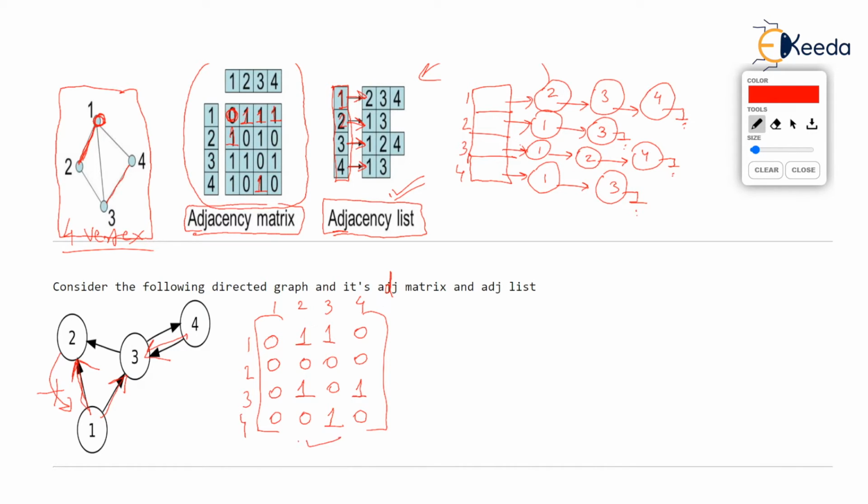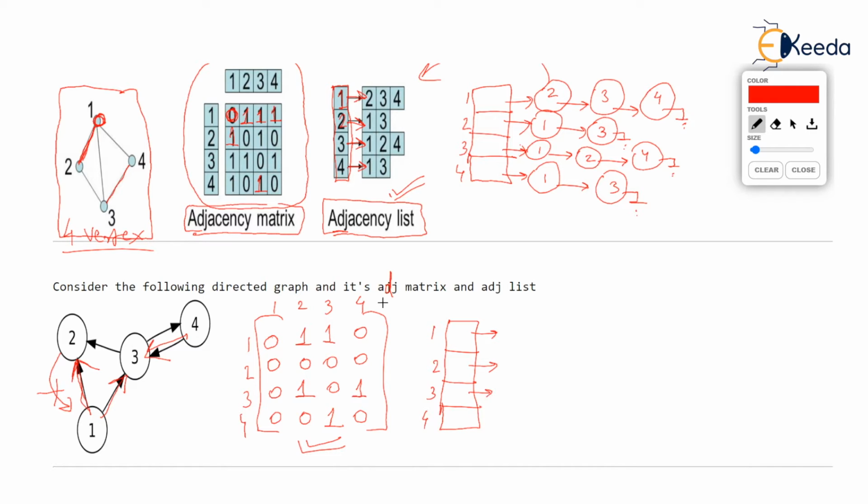Now how do you draw the adjacency list? What we do is we will use a single dimension array which contains four elements, because there are four vertices, and each element here is going to be a pointer. Now we just see who is adjacent to 1 in our graph.